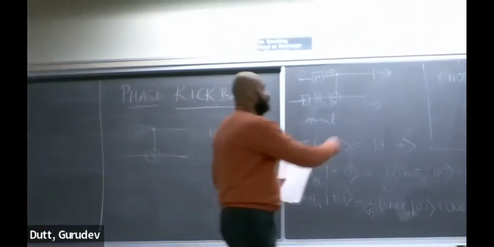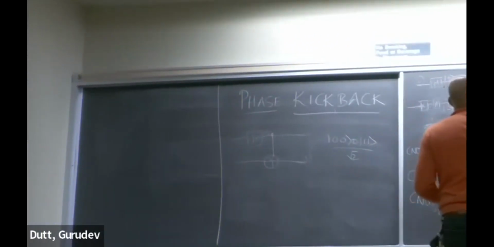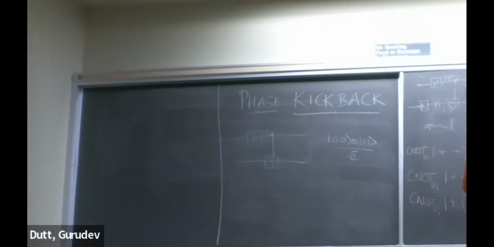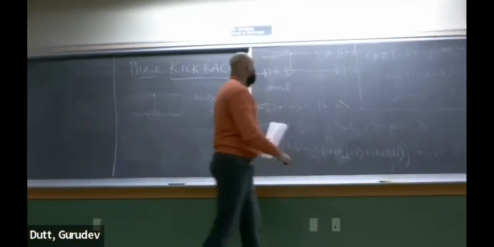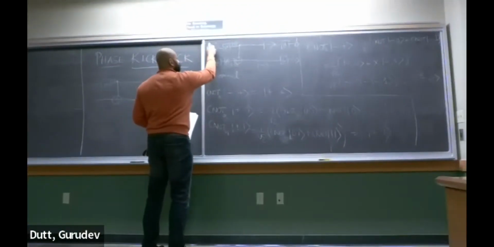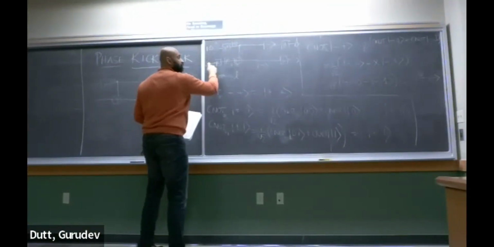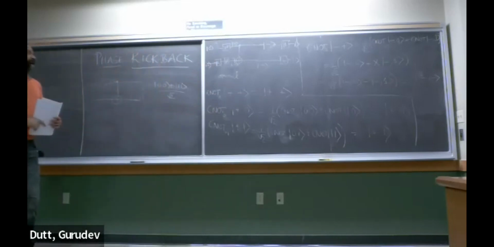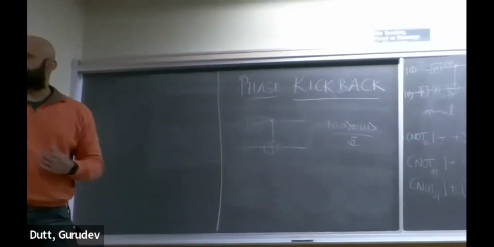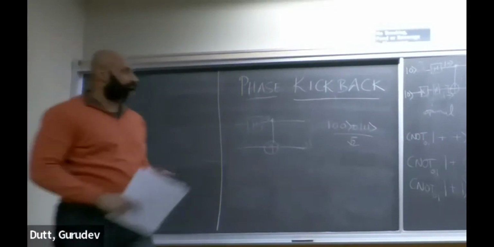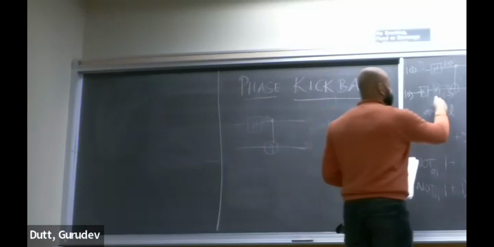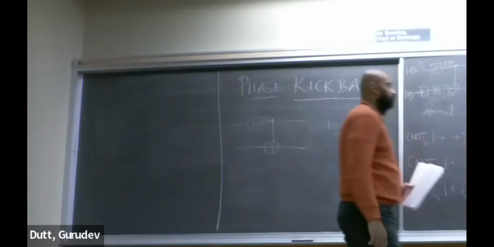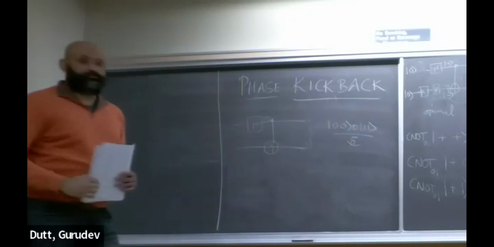So for example, at this point, if I now applied another Hadamard, and I put another Hadamard over here, what will I get? I'll get 1 and 1. So I started with zeros on both inputs, and I flipped them into the state 1, 1 at the output with this circuit over here. This is called phase kickback.